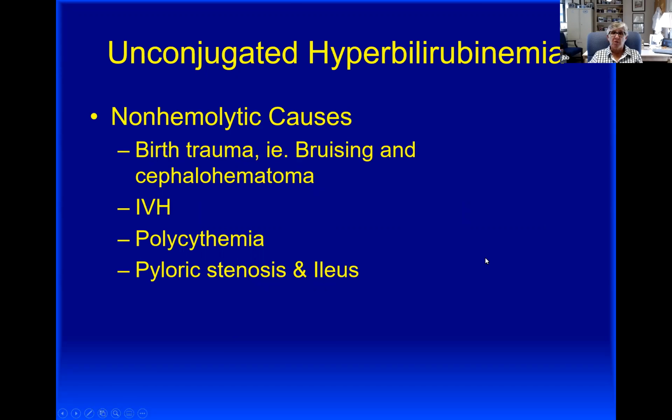Non-hemolytic causes, birth trauma. If they have a large caput or cephalohematoma, you've got significant bruising that needs to be broken down, so therefore you're going to have more heme products. If you've got IVH, again, there's more blood spilled, so more breakdown. Polycythemia, we already talked about the fact that they have a higher hematocrit than we do, so you're going to have more breakdown there too. And then you're going to run into problems with dehydration with pyloric stenosis and ileus, so therefore you're going to have more bilirubin problems in those kids as well.